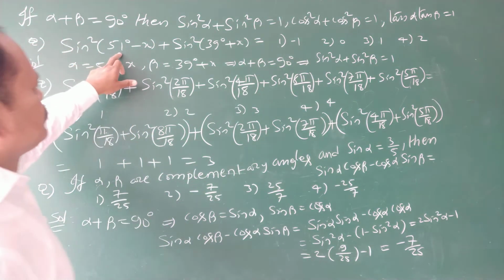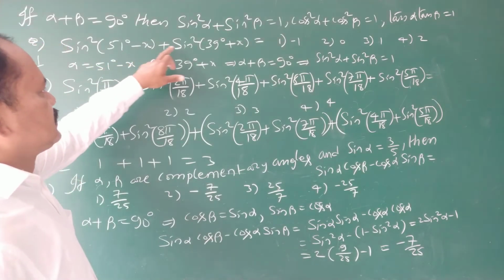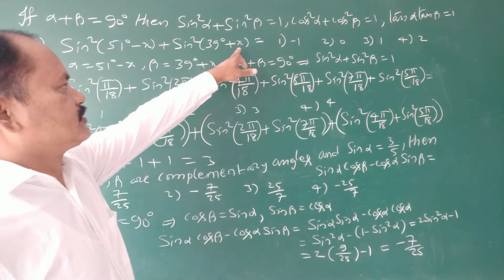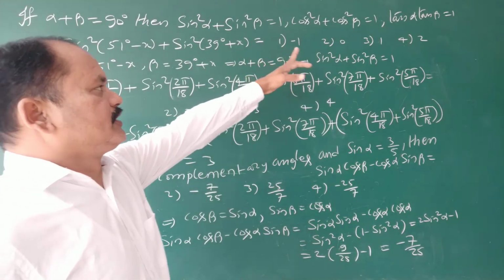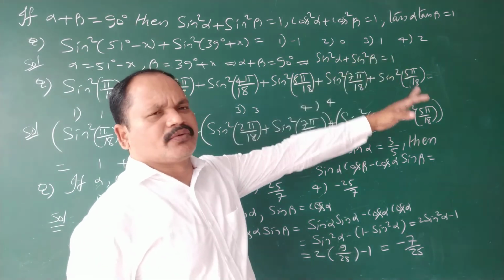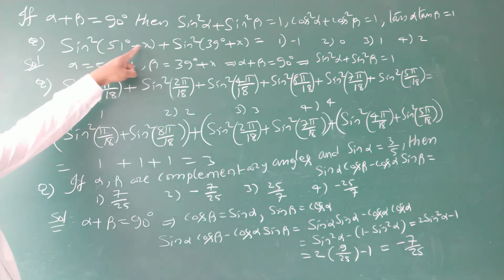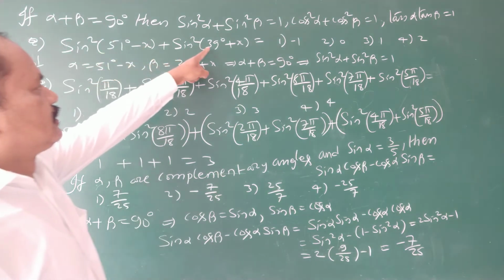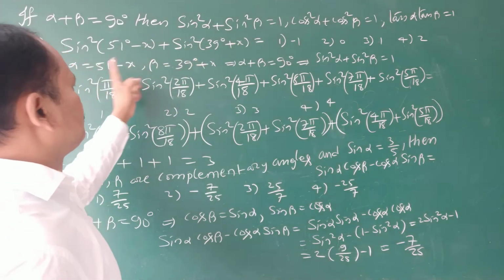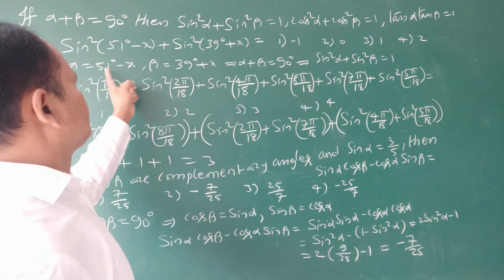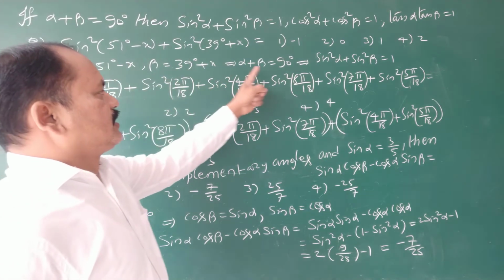That's why observe, this is the question. Sin square (51 degrees minus x) plus sin square (39 degrees plus x) is equal to: first option minus 1, second option 0, third option 1 and fourth option 2. Observe, 51 minus x is taken as alpha. 39 plus x is taken as beta. Sum of them, minus x plus x cancel. 51 plus 39, 90.